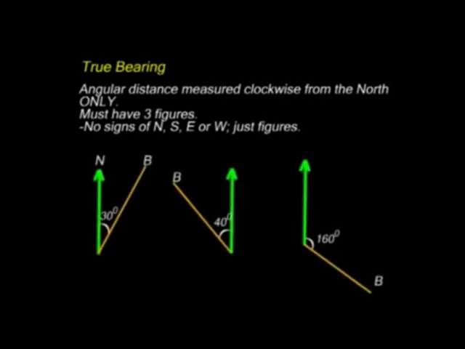So on the first figure we have B there. It is a deflection of 30 degrees from the North Pole, and the true bearing for that is 030 degrees, a 3-digit figure. Again on the second diagram there, from the north going clockwise, you will measure 320 degrees, so the true bearing is 320 degrees. On the third figure there, you have a deflection of 160 degrees clockwise from the north, so the bearing is 160 degrees.